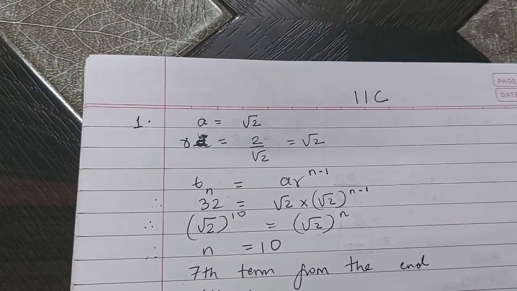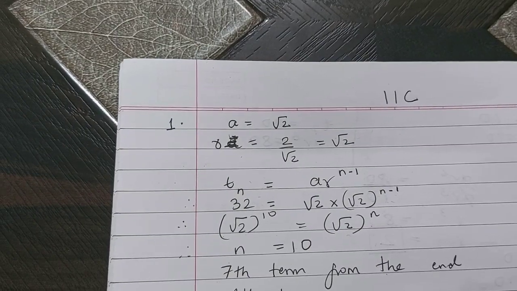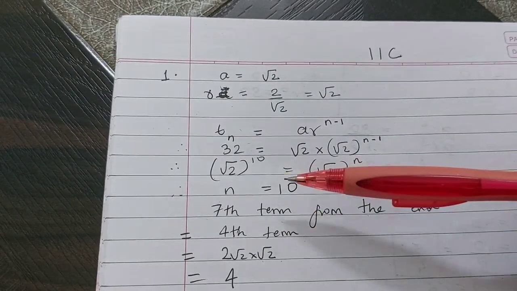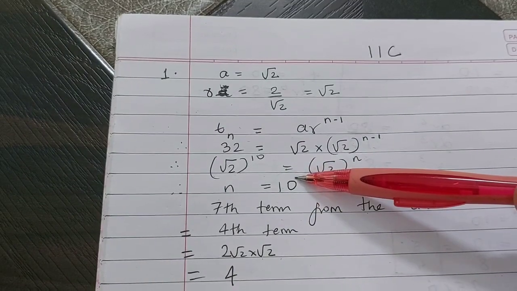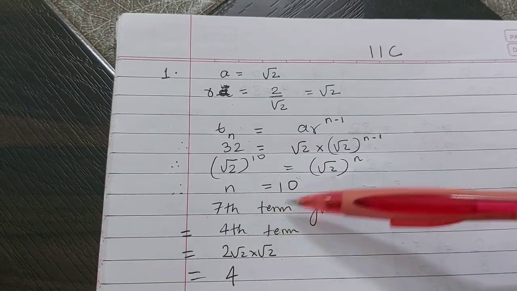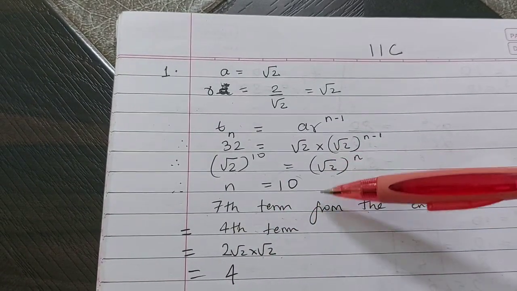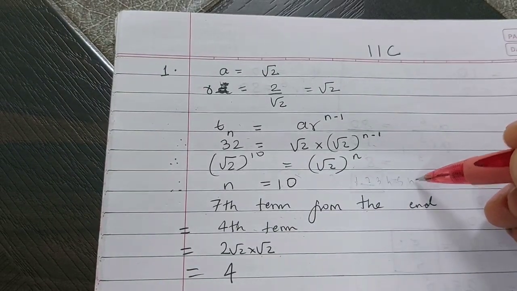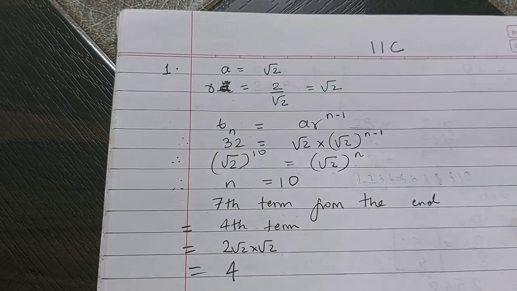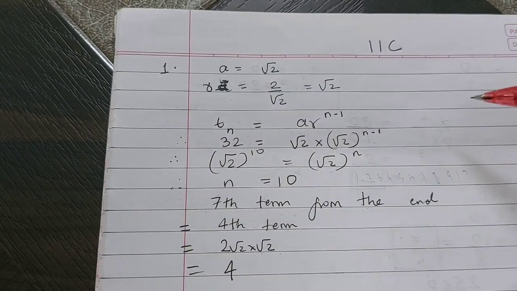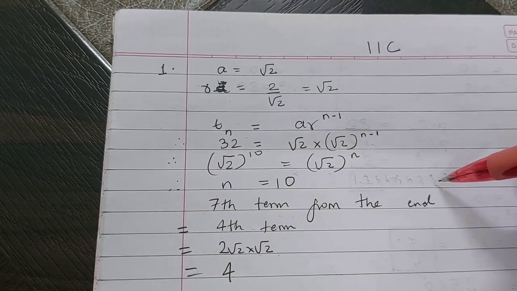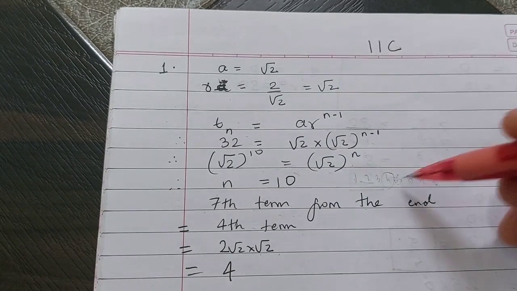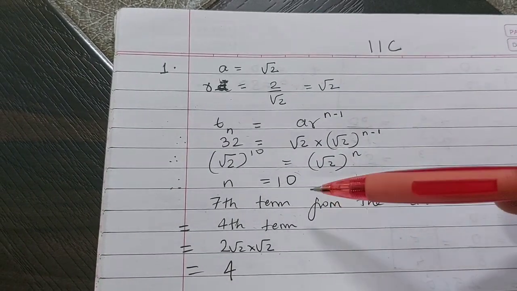So once you get the number of terms, then we notice that the seventh term from the end is actually the fourth term. So if there are 10 terms, then 10 minus 7 is 3, and always add 1. Fourth term will be the seventh term from the end. Let's check how. 1, 2, 3, 4, 5, 6, 7, 8, 9, 10. So which is the seventh term from the end? 1, 2, 3, 4, 5, 6, seventh term. It's the fourth term indeed from the end. So indirectly they're asking us to find the fourth term.